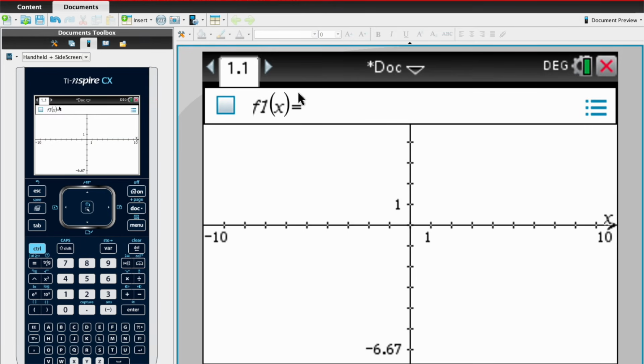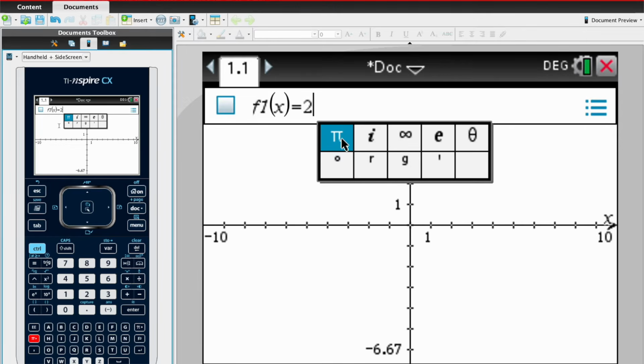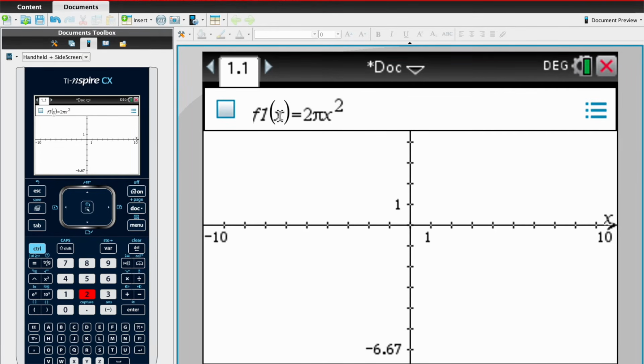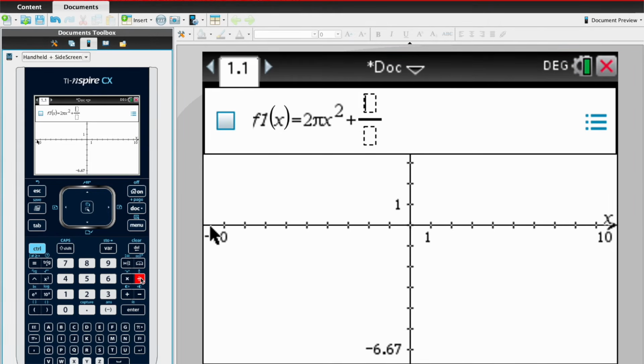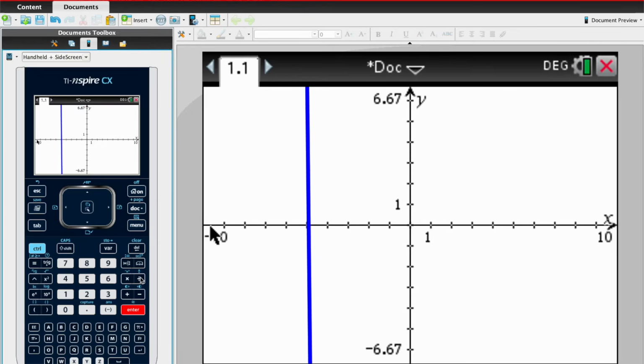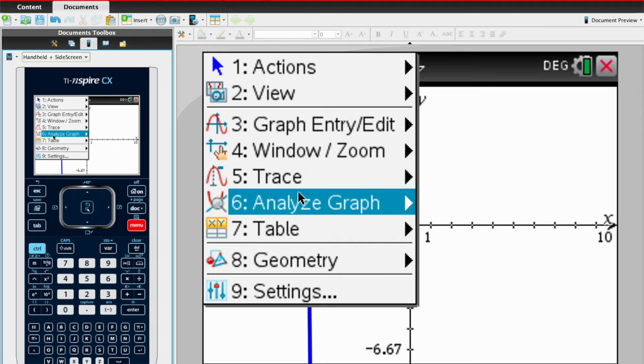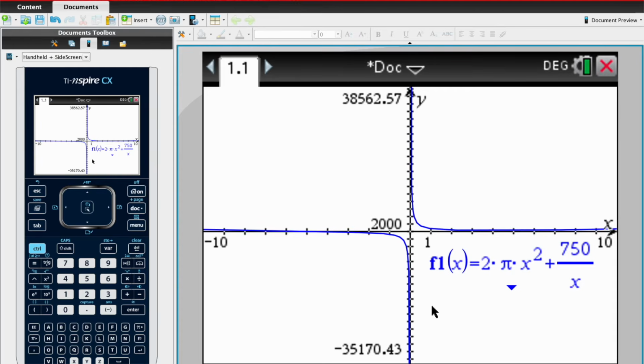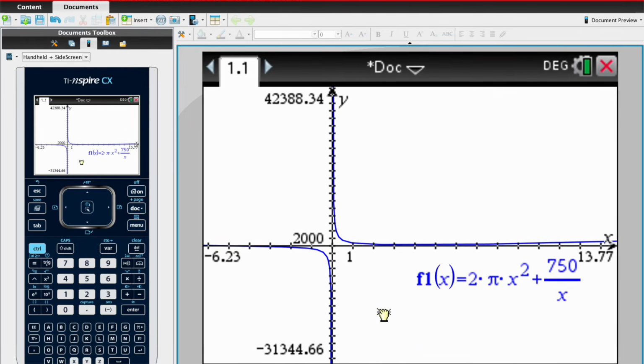Let's get a graph. And here we have 2 pi r. In this case, we need to write x squared because this is our variable. 2 pi x squared plus, and we have 750 over r, or 750 over x. All right, let's zoom fit, and hopefully it's not too bad. Not too bad, kind of, sort of. So I'm gonna move over just a little.